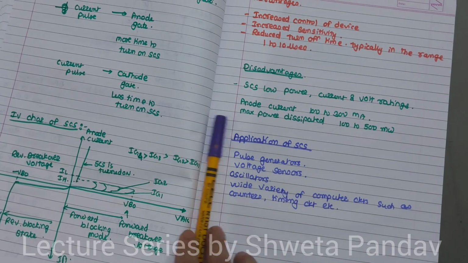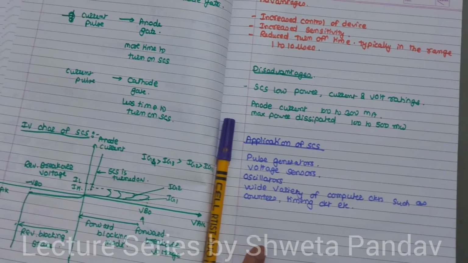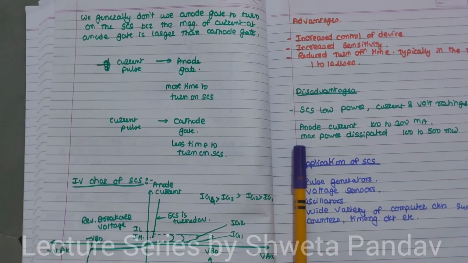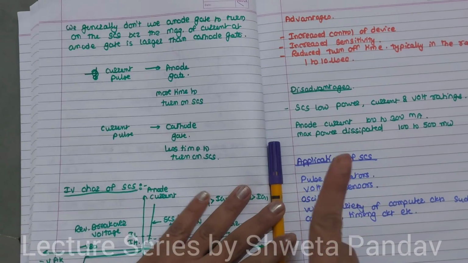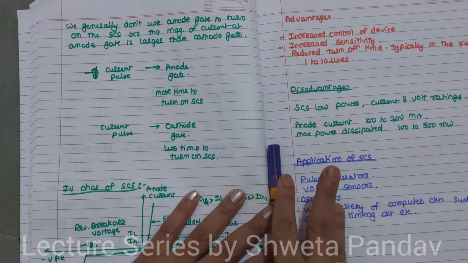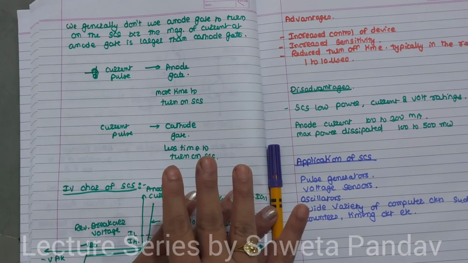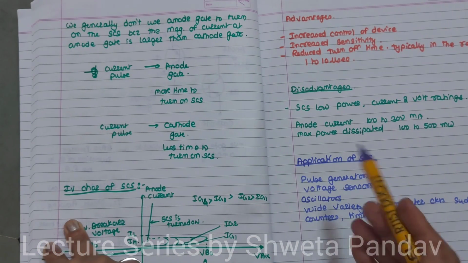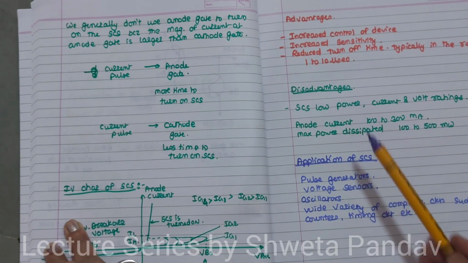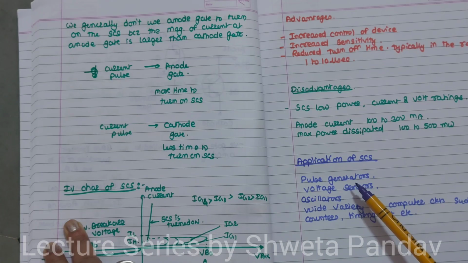So in today's session we saw what is meant by a silicon controlled switch, its symbol, its construction, its working, the two transistor analogy of it, the IV characteristic, some of the advantages, disadvantages and applications of the SCS.